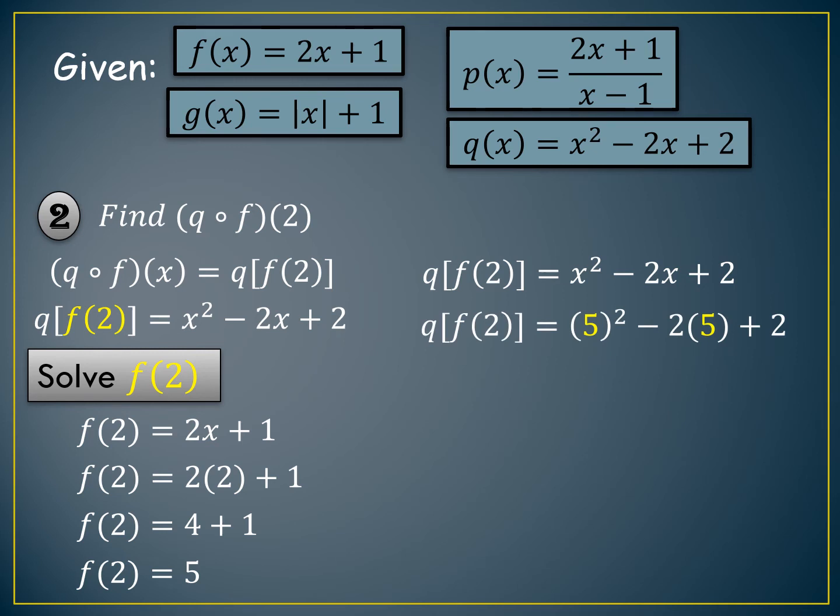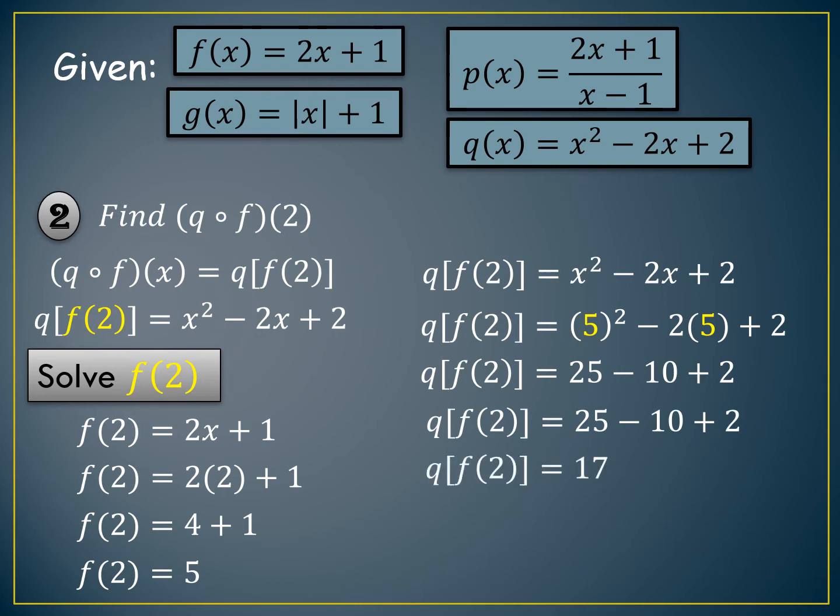So, it becomes 5 squared minus 2 times 5 plus 2. Again, we just change the x into positive 5. Then, solve. So, 5 squared is equal to 25. Then, negative 2 times 5 is equal to negative 10. Then, bring down the plus 2. So, 25 minus 10 plus 2 is equal to 17. So, meaning 17 is our final answer.